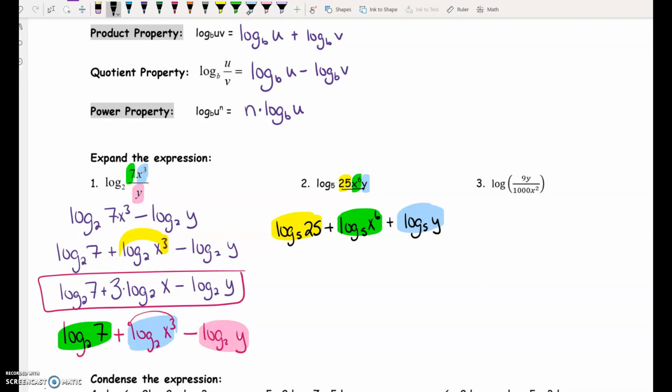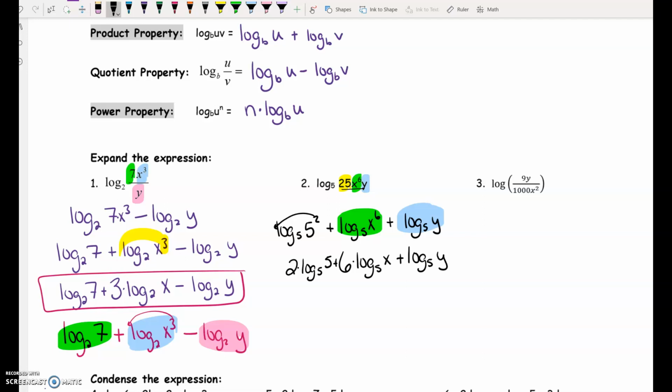Now we have to deal with exponents. This green one is going to be 6 times the log base 5 of x. There's no exponents in this blue one. Now some of you might notice that 25 is really 5 squared. So it's going to be 2 times the log base 5 of 5. So if I take that 25 and change it to 5 squared, then you're moving that 2 in front, and it's 2 times the log base 5 of 5 plus 6 times the log base 5 of x plus log base 5 of y.